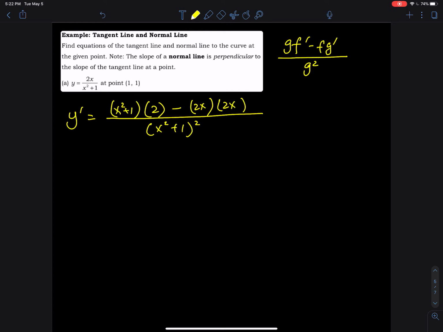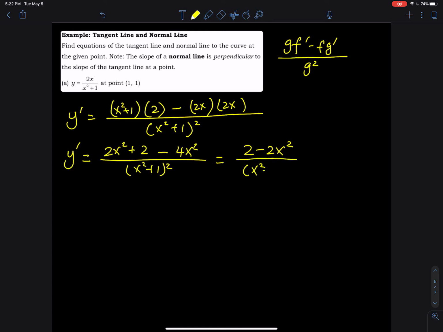And then what about the slope? We are looking for the slope, right? I don't need to worry about simplifying the derivative, or if you want to, you can definitely simplify. That helps you to do the function evaluation. So that is 2x squared plus 2 minus 4x squared, divided by (x squared plus 1) squared. So 2 minus 4, we have 2 minus 2x squared divided by (x squared plus 1) squared.